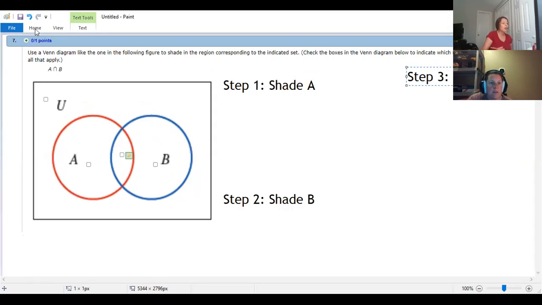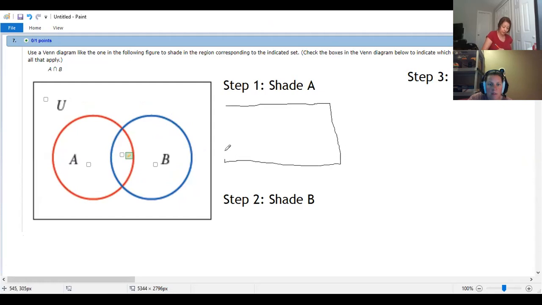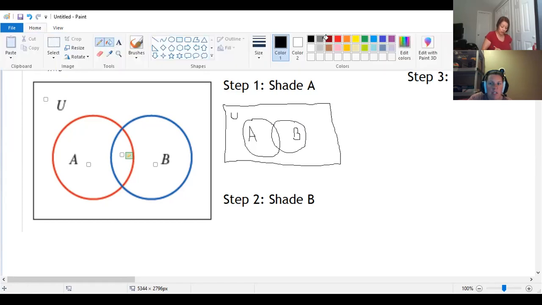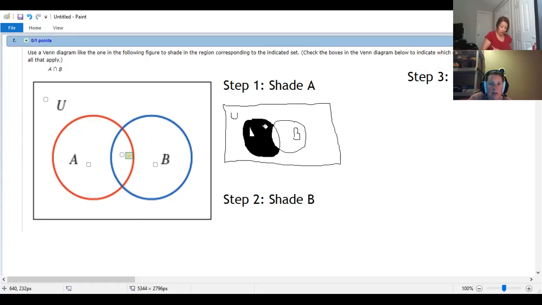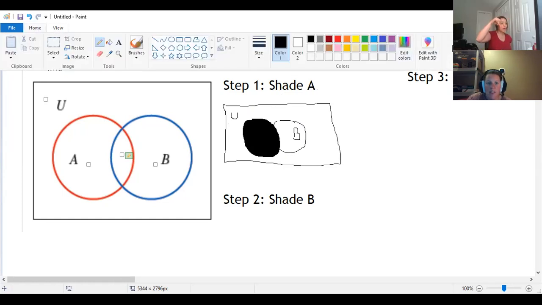So I will do the first step. I'm going to draw the box. This is my universe. Here's my circle for A. Here's my circle for B. And if I am wanting to shade just A, I'm going to shade all of that and that. So there's my A circle. And you shade the intersection part as well, right? Yes, because it's all of A.